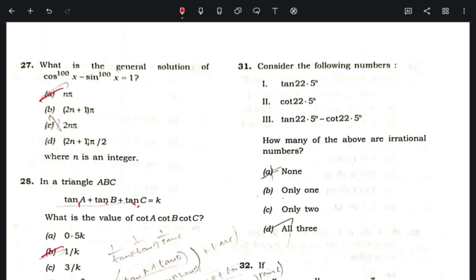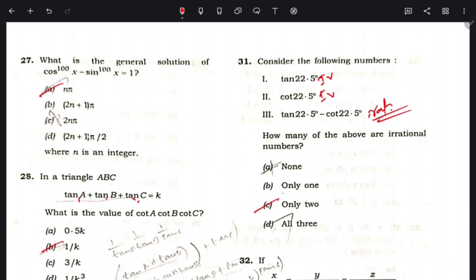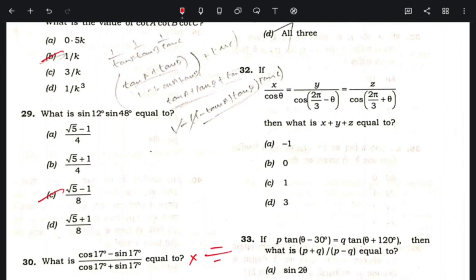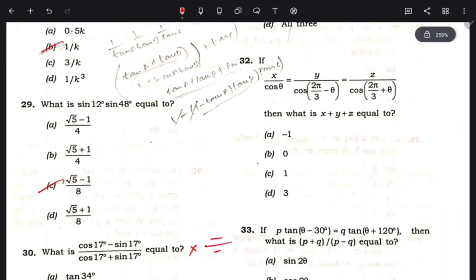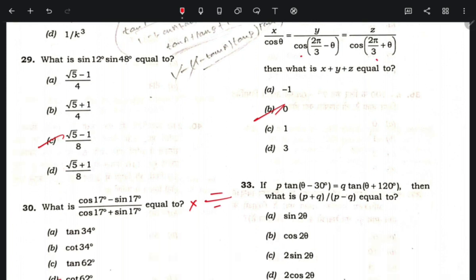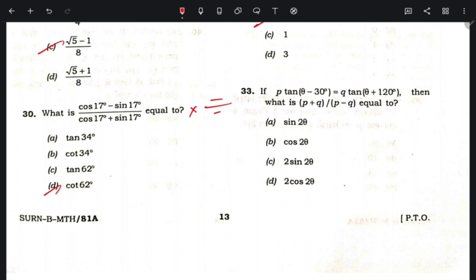So 31, this will be only 2. This is irrational, but this is rational, because here we have a square, the square will get cancelled. 32 you have B. This will be 0. Again, you can check, you just convert this, cross multiply, get the answer. 33 D. So 33 is D.